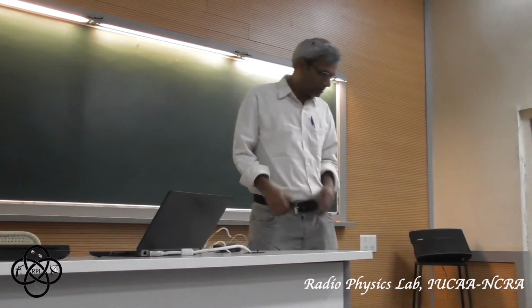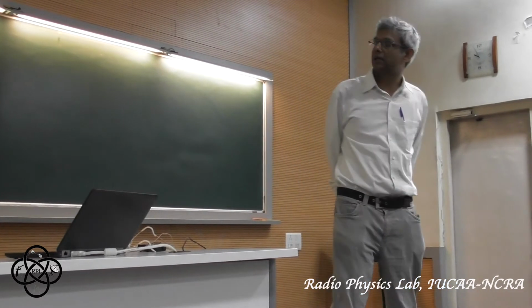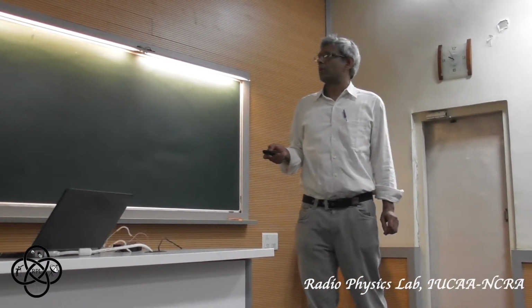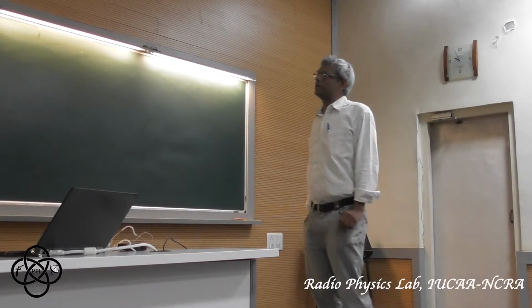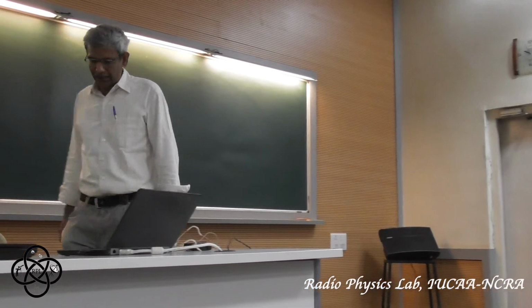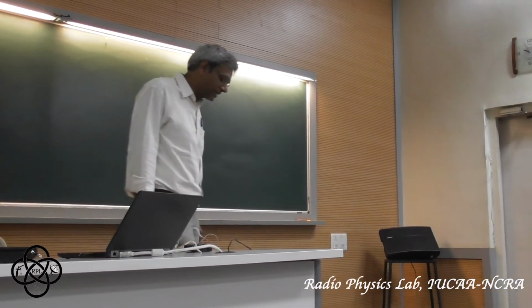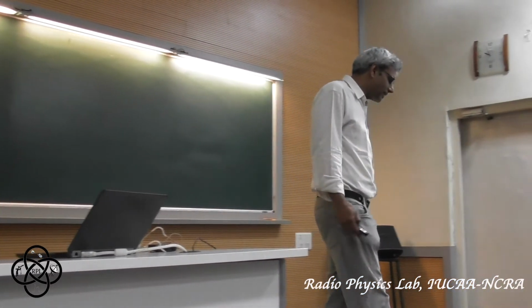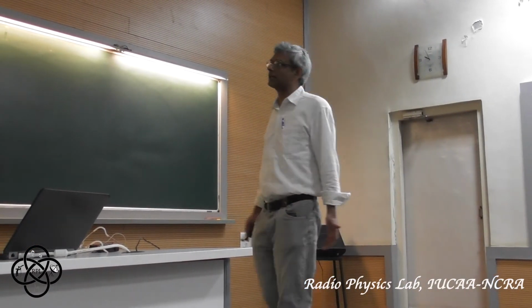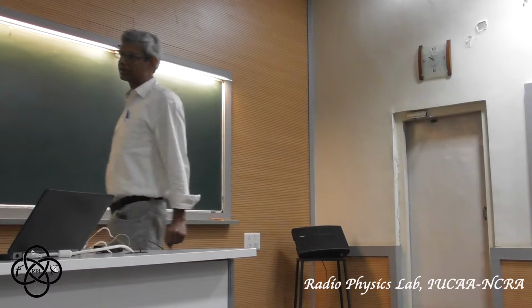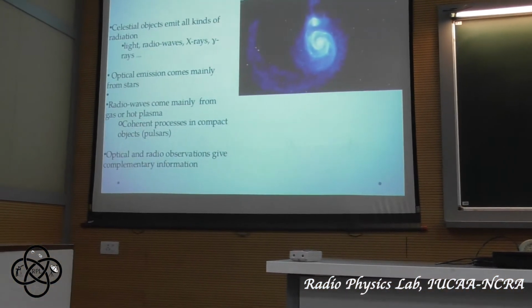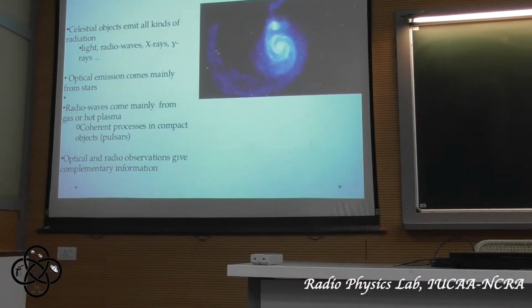The point I wanted to start with is this particular fact, which some of you may already be aware of, that celestial objects that we know actually emit all kinds of radiation. We are usually used to looking at the night sky with our eyes and we see the stars over there, and we imagine that that's all that celestial bodies emit, that they emit only light. But that's just our feeling because our eyes are sensitive to light waves.